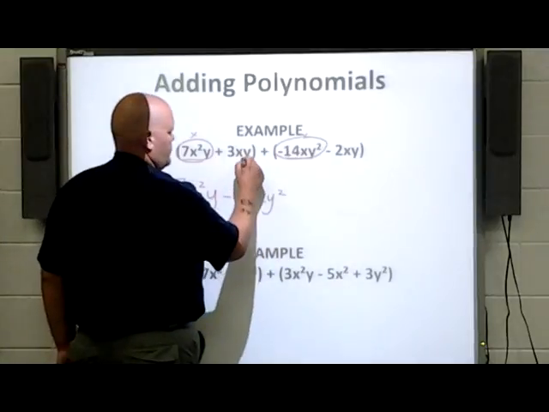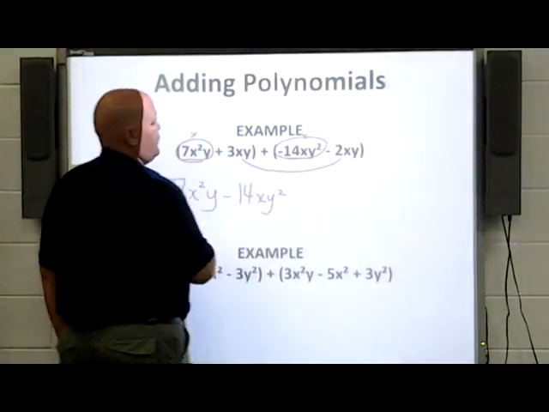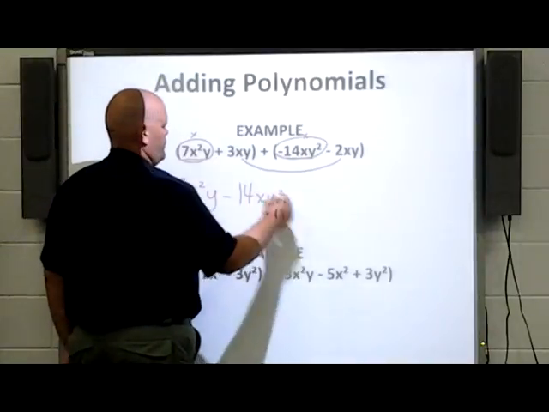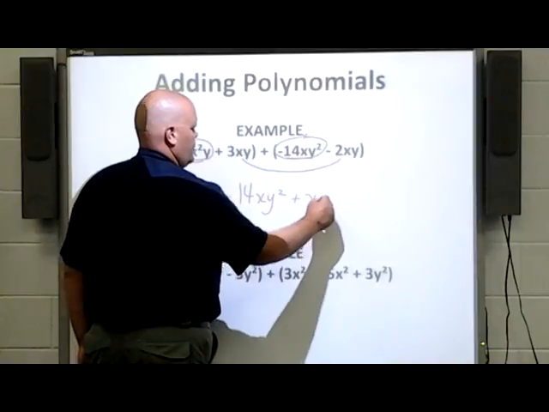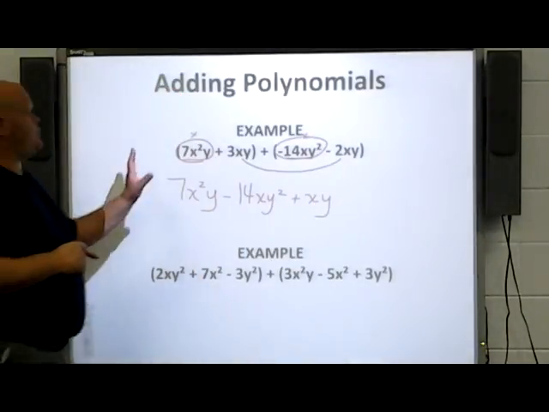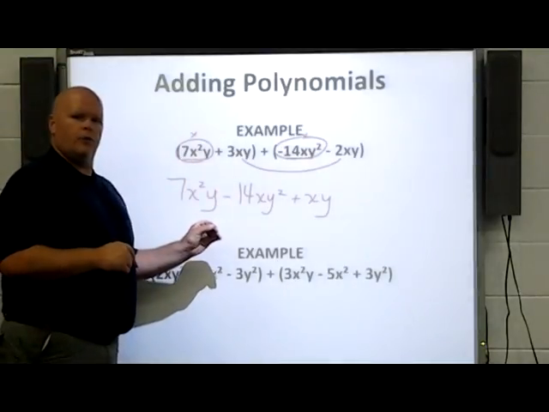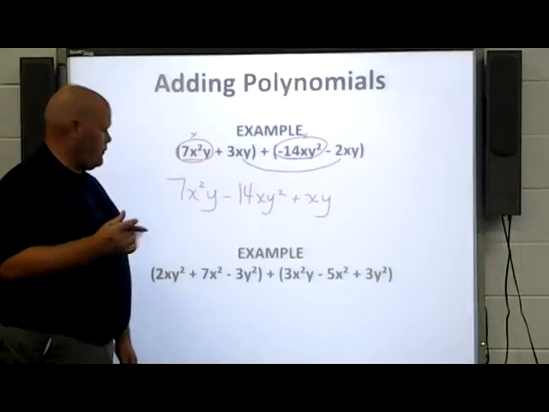Now we do have like terms right here. We have 3xy, and we have a negative 2xy. So that's going to be very simple. We got a negative 2 and a 3, which gives us a positive, and that's going to be a plain old xy. Okay? So this is where you really have to pay attention to these polynomials, because an exponent in one place or another can really throw you off.